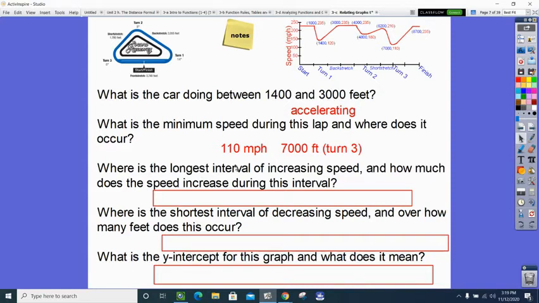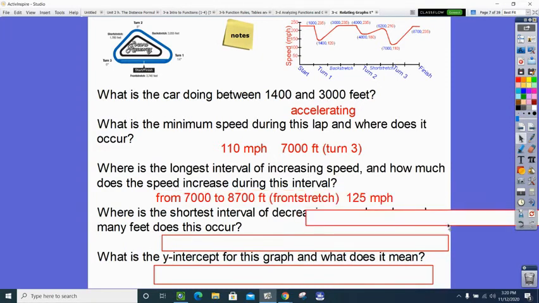Where is the longest interval of increasing speed, and how much does the speed increase during this interval? Did you see that from 7,000 to 8,700, that 1,700 feet is the longest sort of increase of speed, and it changes from 110 miles per hour to 235. 235 minus 110, it's an increase of 125 miles per hour. But that is the longest amount of the track that you are speeding up.